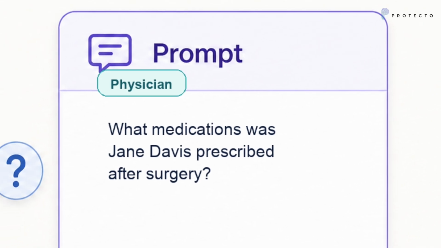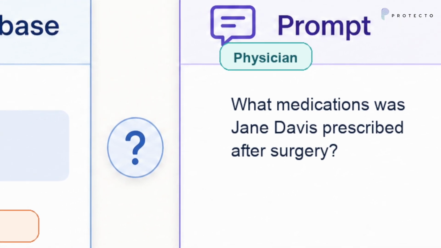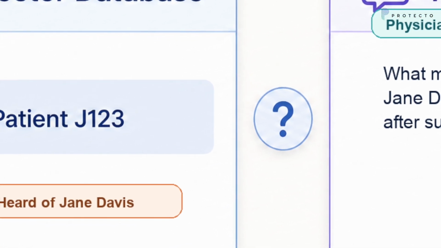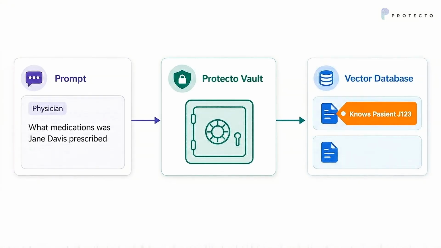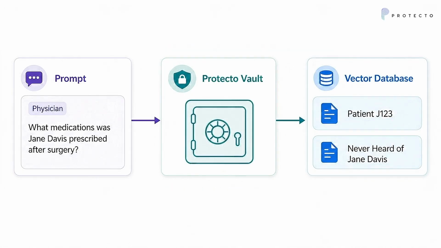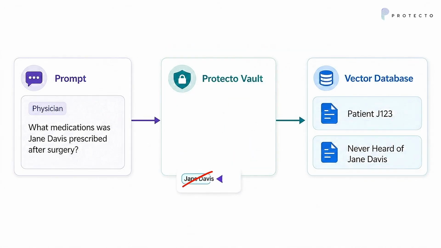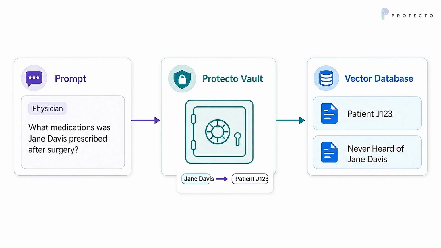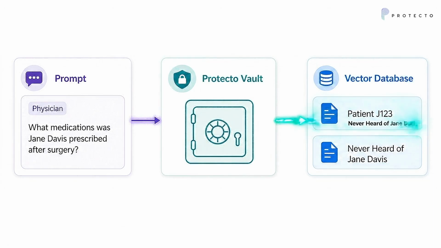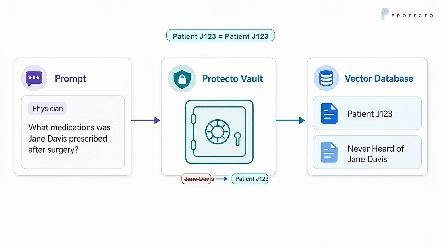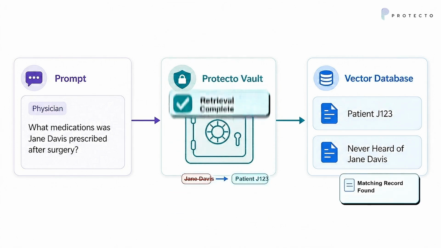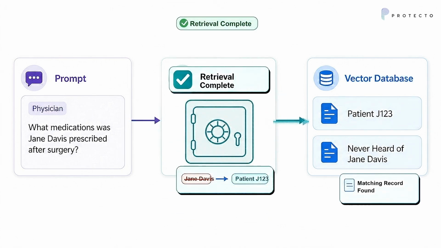Point 6. Say a physician asks, what medications was Jane Davis prescribed after surgery? The vector database has never heard of Jane Davis. It only knows patient J123. The prompt runs through Protecto Vault before it reaches the retrieval system, the same pass every document went through during ingestion. Vault recognizes Jane Davis and swaps in the exact same token, patient J123. Now the question and the stored data are speaking the same language. Retrieval runs exactly like it would on unmasked data, because underneath the tokens, the meaning never changed.